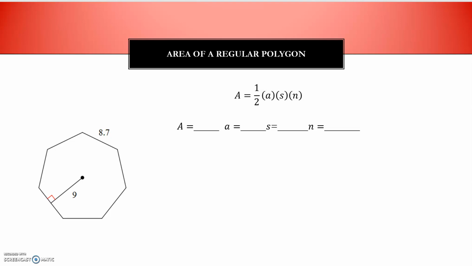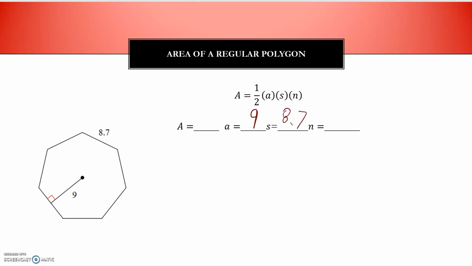So I write that down, and then I list all of my variables and what I know and what I might need to find out. The area, obviously, is what I'm being asked to find in this question. The apothem, see, we have the center. We can assume that is the center. And then we have the 9. We know that that's a perpendicular segment to the middle of the side. Our apothem is 9. We know that the side length is 8.7.